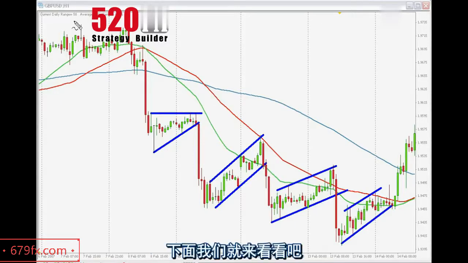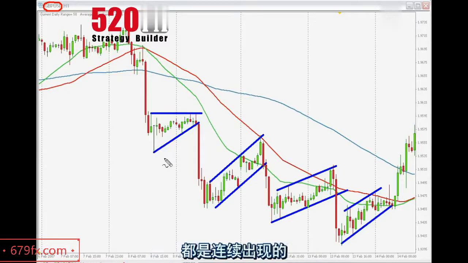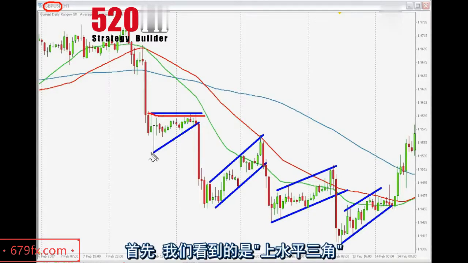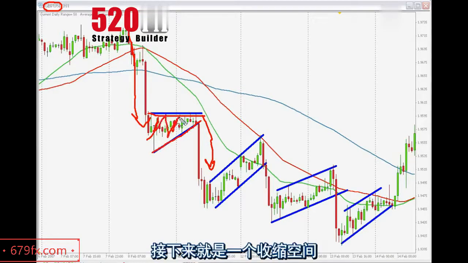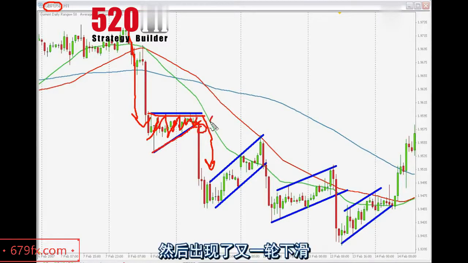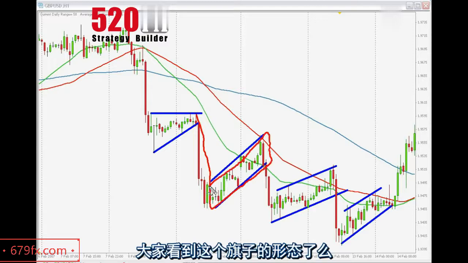In this particular case, this is the sterling pound against the dollar. We saw 4 different breakouts, one after the other. First of all, we see a flat top triangle that gave way to the downside. We have a nice move down, a period of consolidation, market taking a breath, breakout, and another swing down, which leads to a flag formation. Do you see the flag formation right there?